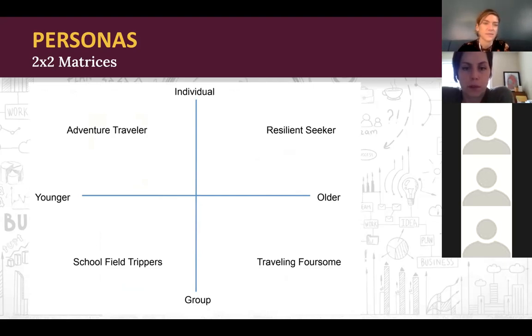I grabbed this example from a past exercise. I think they were trying to build some kind of product for traveling. So thinking about a backpack, if someone's on a backpacking trip, how are we building for a younger individual, like an adventure traveler, a resilient seeker, a traveling foursome, or school field trippers? Just thinking through that can help you think through the priorities that you want to design for.